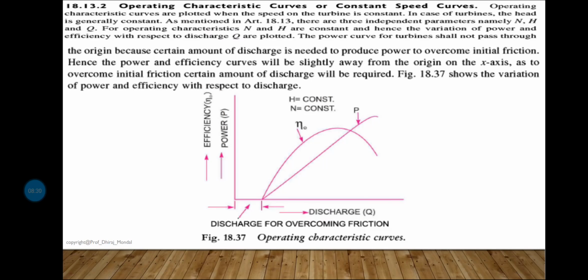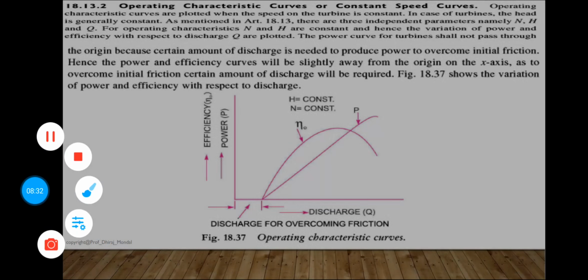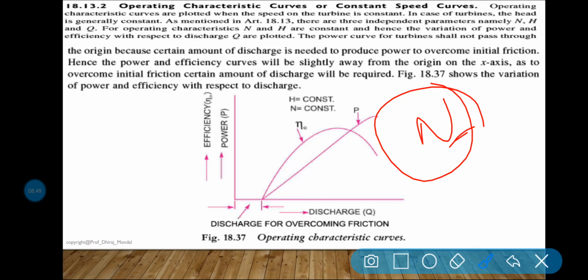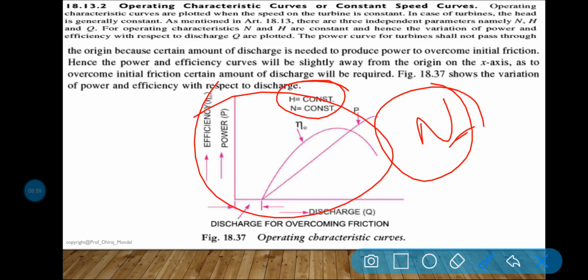Remember, in the operating characteristic curve, basically these are plotted when speed of the turbine is constant. Okay, speed of the turbine is constant. In case of turbine, the head is generally kept constant, as it is mentioned here. You can see head constant. Okay, so constant speed curve or operating characteristic curve, you can see this kind of diagram.